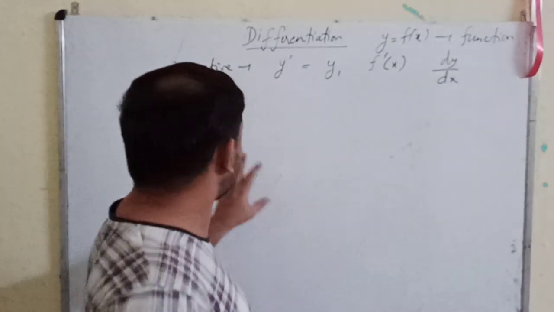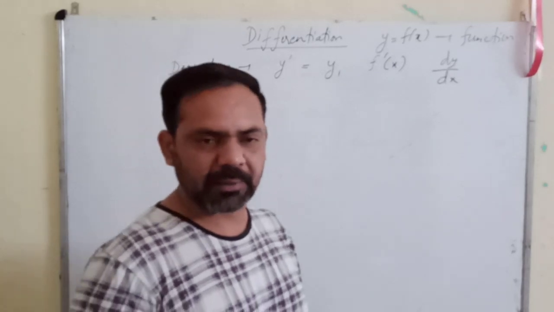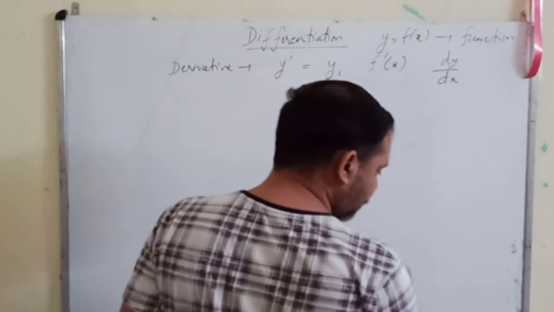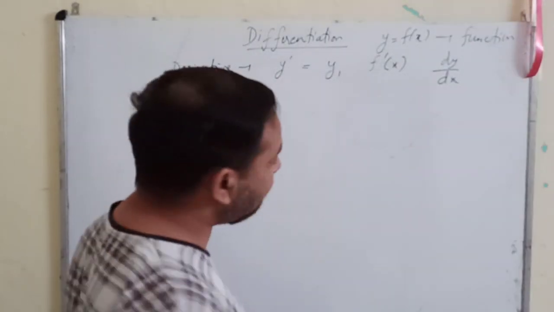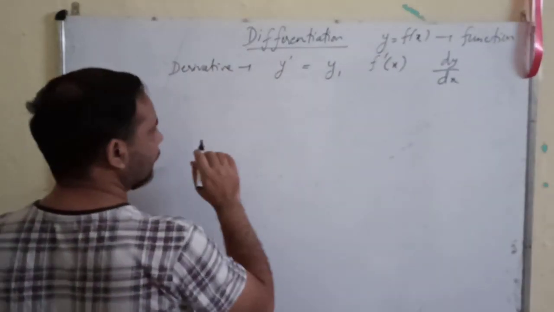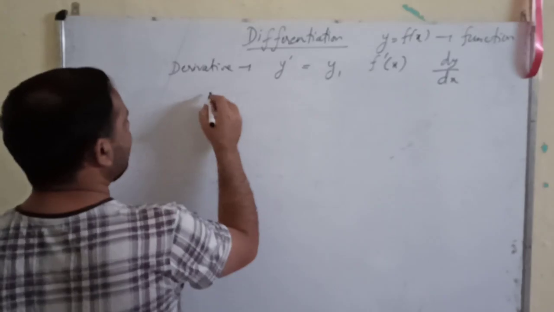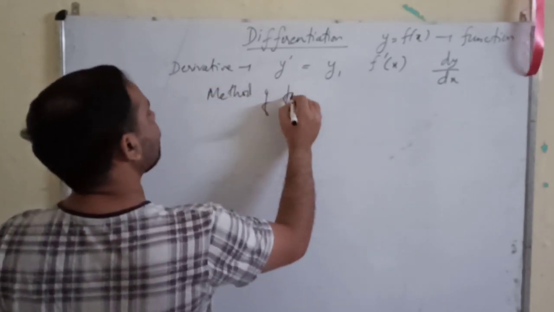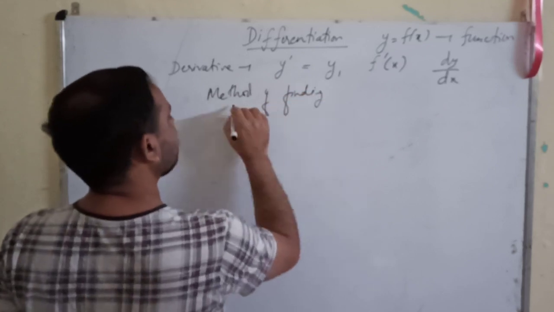Alright, so this is your notation for the derivative of a function. Now, how do we actually find the derivative? So, the method of finding the derivative.